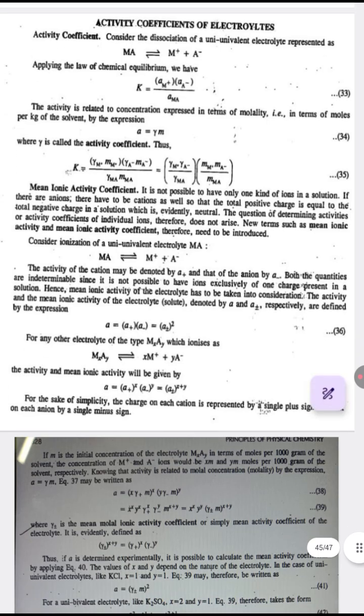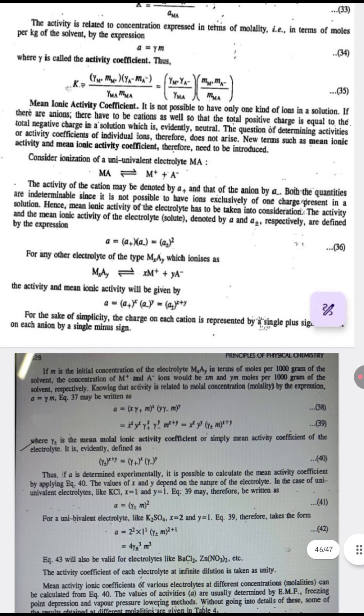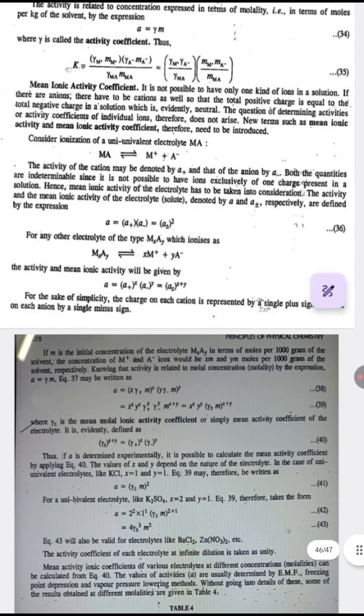Next topic is activity coefficient of electrolyte. Activity coefficient: consider the dissociation of a univalent electrolyte represented as MA in equilibrium with M plus and A negative. Applying the law of chemical equilibrium, we have K equals a M plus into a A negative divided by a MA, equation 33. The activity is related to concentration expressed in terms of molality, that is in terms of moles per kg of the solvent, by the expression a equals lambda m, where lambda is the activity coefficient.